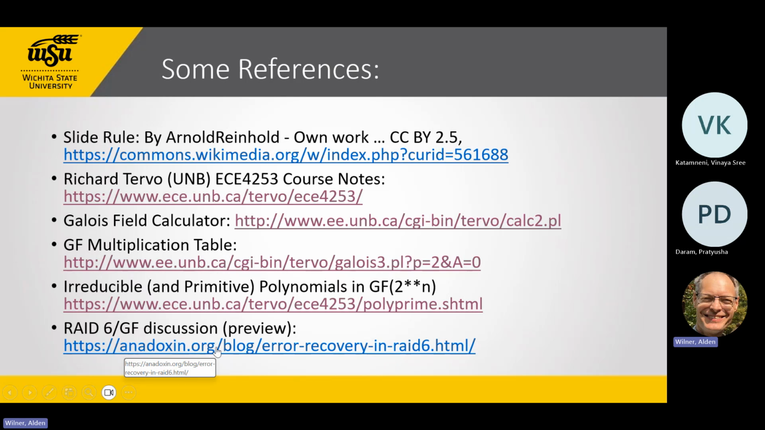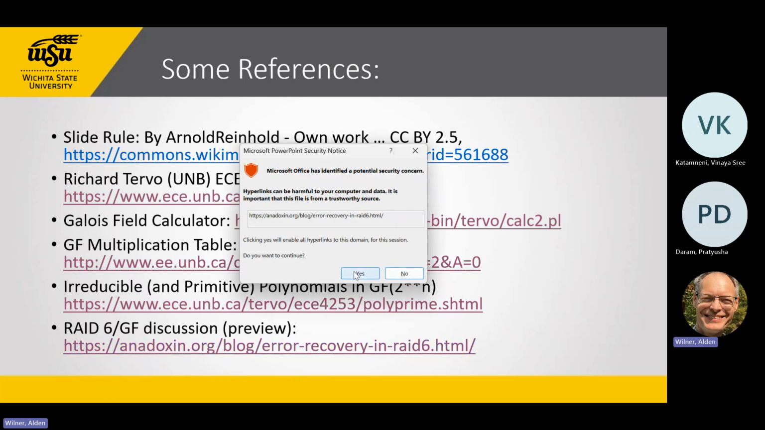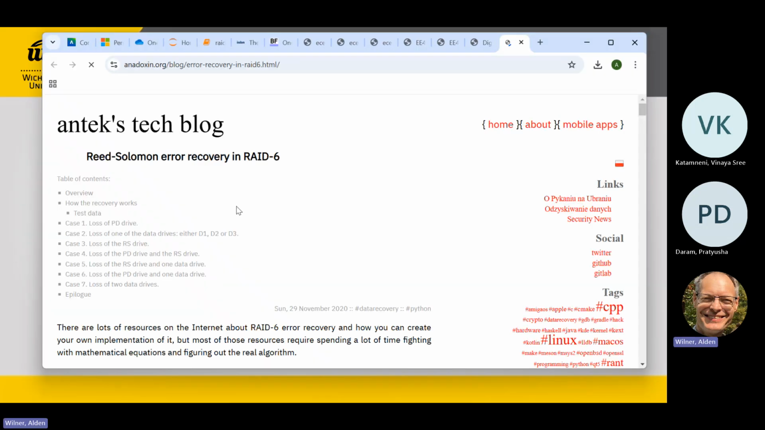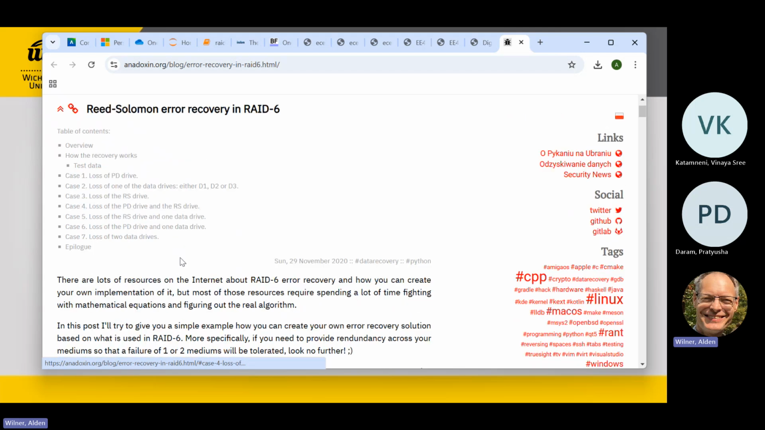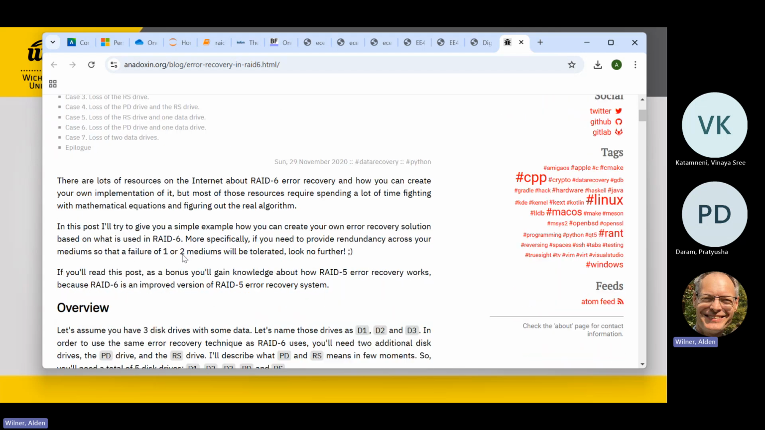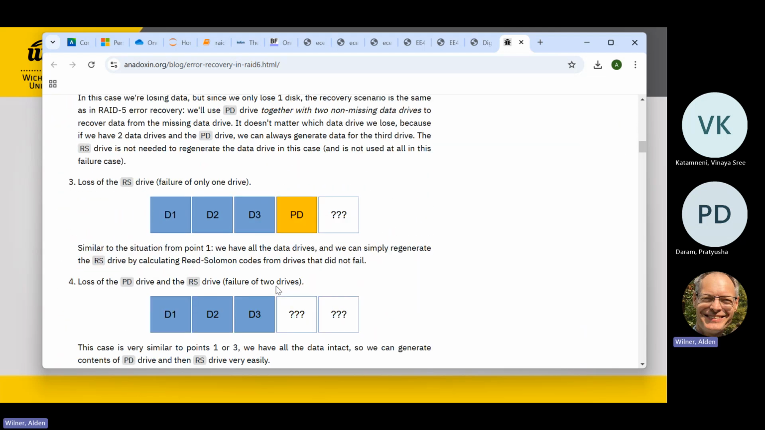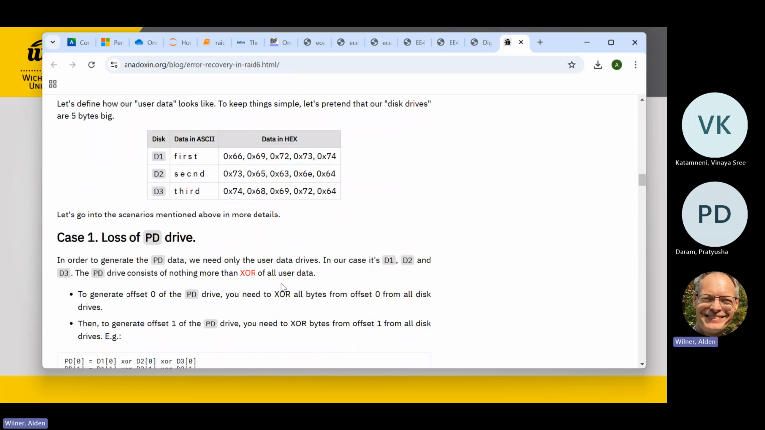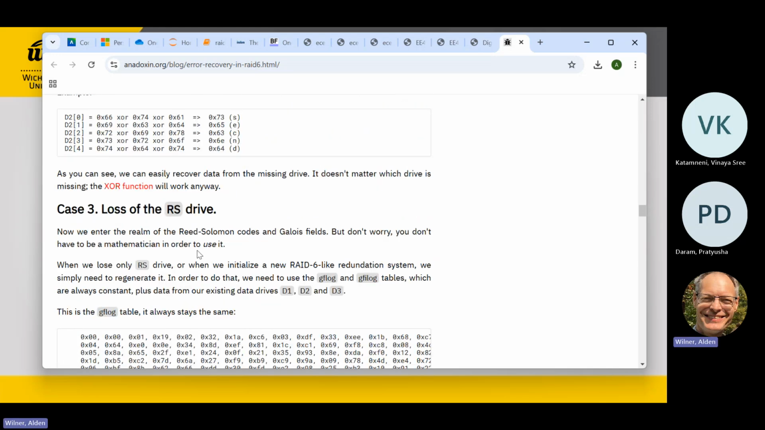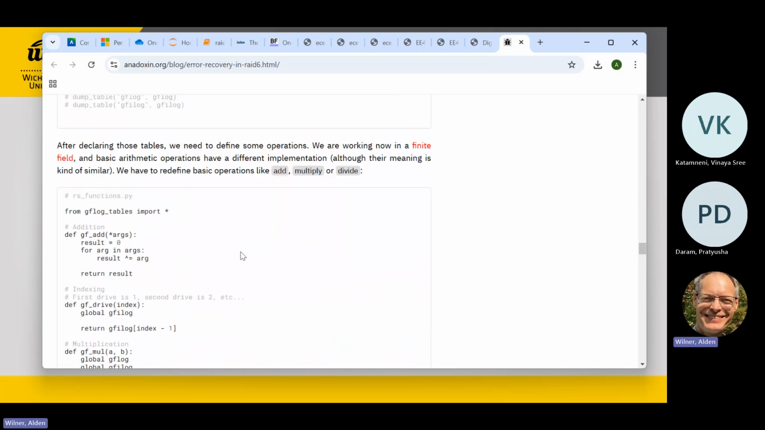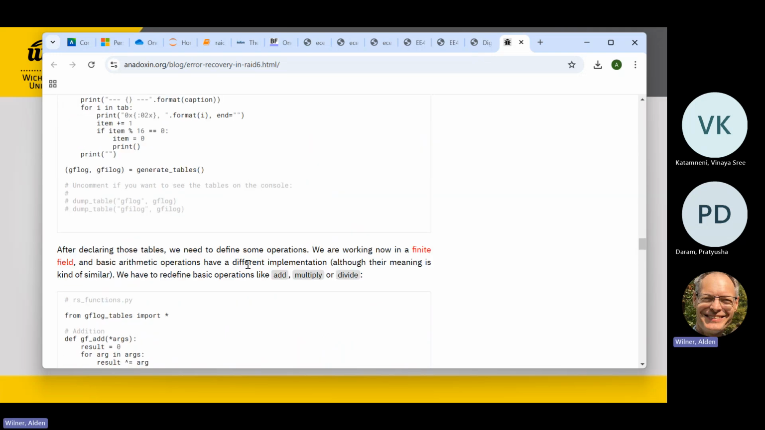And finally, over here is a paper where the person talks about how we recover errors using RAID 6, right? And he talks about, you've got your data drives, your P parity and your Q parity, calculates things, does the subtraction, so on and so forth. He actually has code at the bottom, which I have stolen and used in this class.